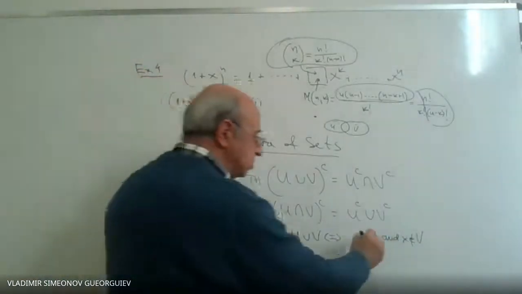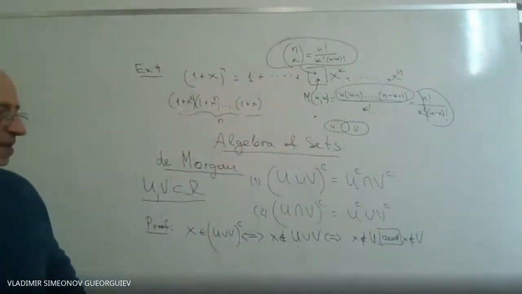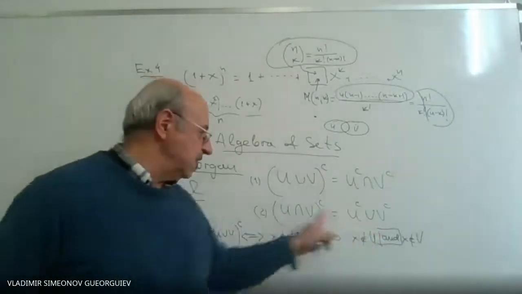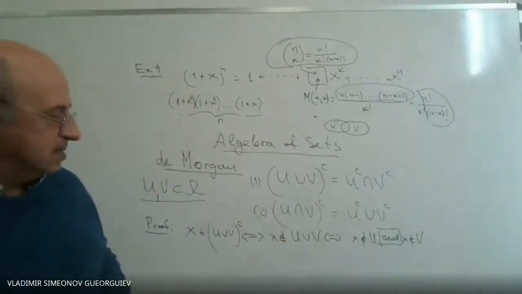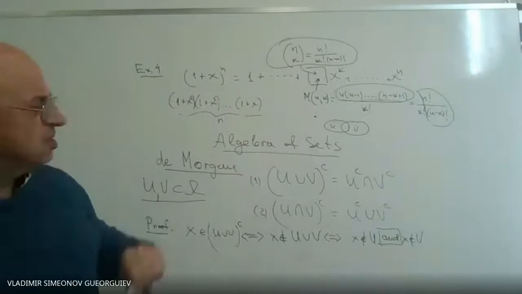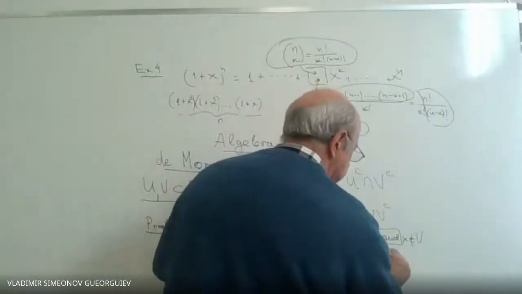It is important to put this connection. And why? Because we have also to say that x is not in U or x is not in V. Imagine we put here or.